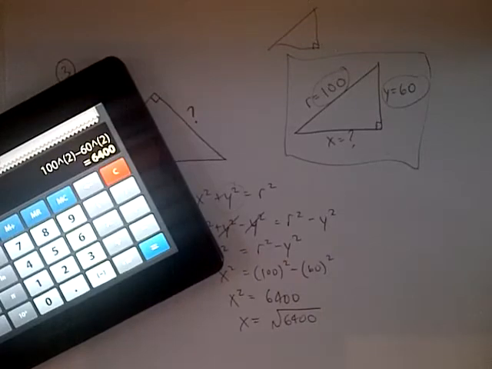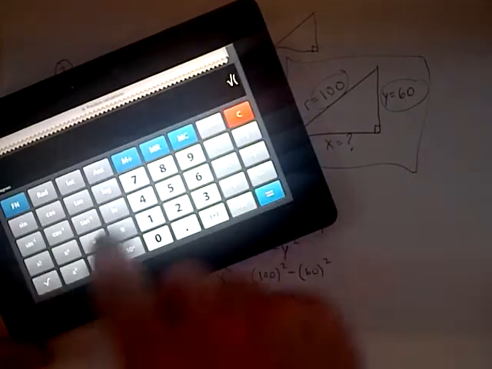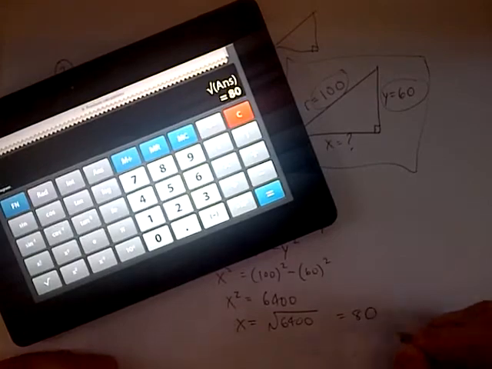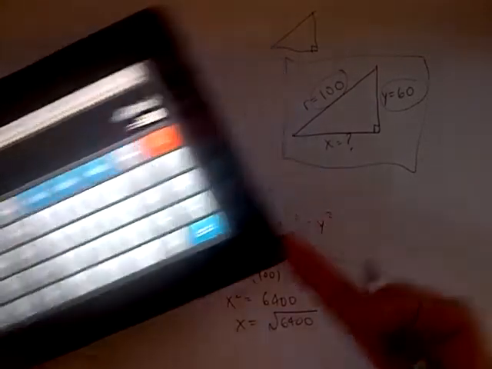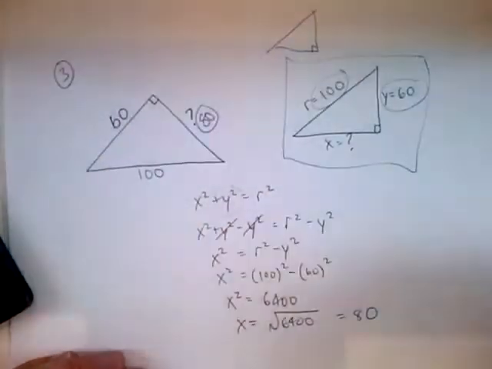You know what the square root of 64 is? 8. Something like that. So then if I were to take the square root of that number, what's it going to give me? 80. So it's 80. So this equals 80. There.